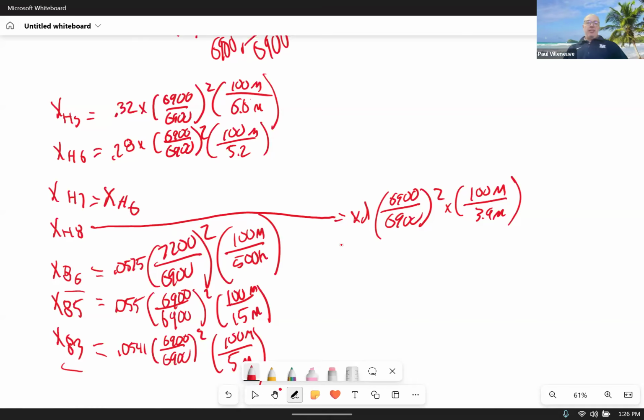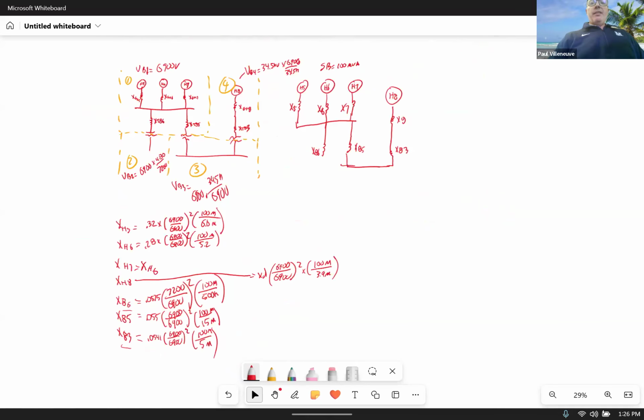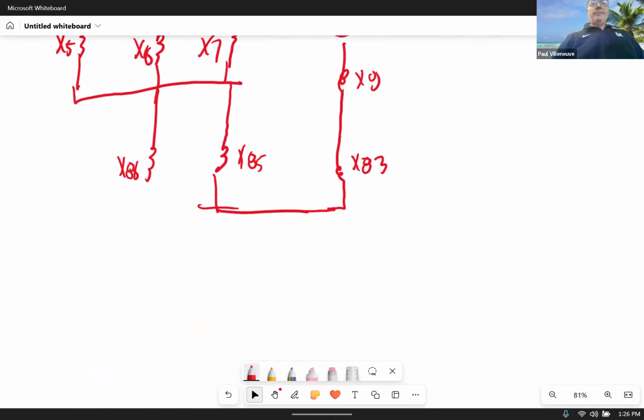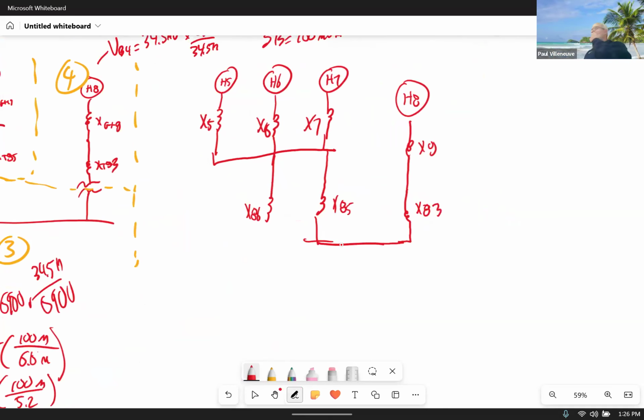And then when you're done, you draw your diagram here. And now you can do all kinds of things for it. But the very first thing you should do, calculate Y bus, right?